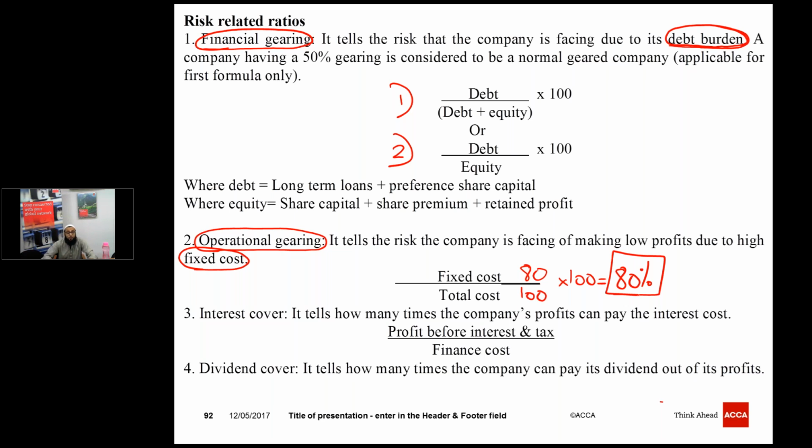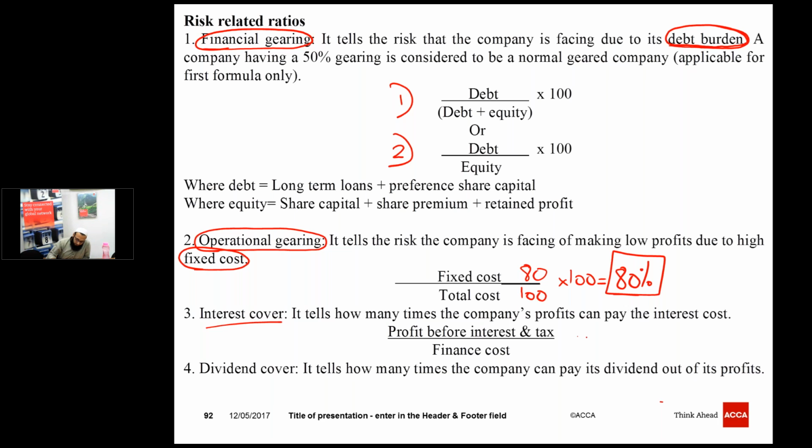And why is that? Because we all know in economic recession, when sales are declining, the fixed cost will remain constant. The fixed cost will not change. The sales are going down, but fixed cost remains constant. And this completely kills the profitability. Okay? So debt burden, financial gearing; fixed cost burden, operational gearing.